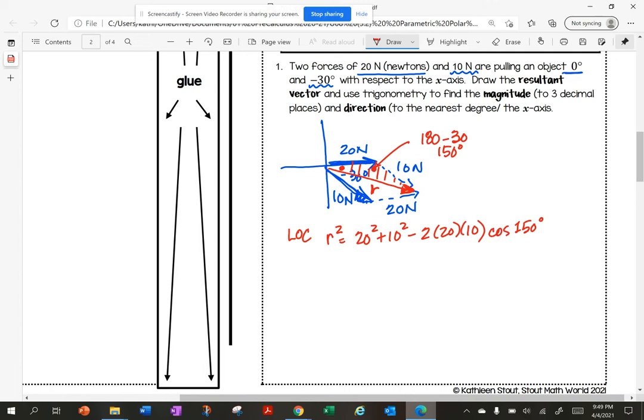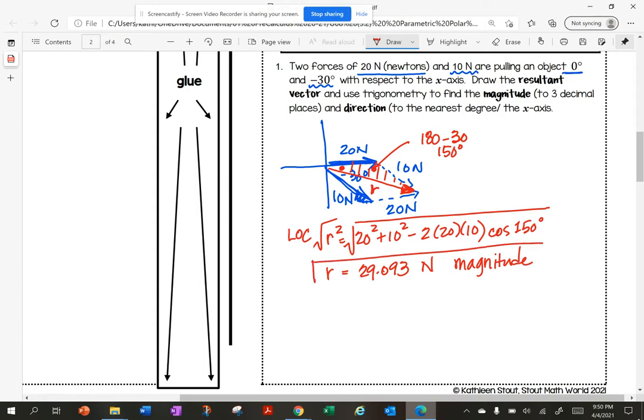I'm looking for r, not r squared, so I still have to remember to take the square root of both sides. And since I'm in degrees, I need to make sure my calculator is in degree mode. Rounding to 3 decimal places, I get my resultant vector is 29.093 newtons. This is my magnitude. Okay, so I got one answer.